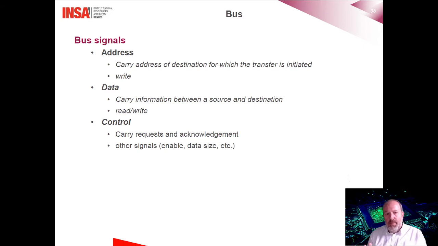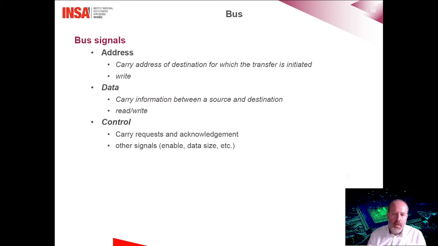So a bus may have different signals. The first signal is an address. The address bus carries the address of destination for which the transfer is initiated. It's always configured as a write bus. The data signals, or data bus, carry information between a source and a destination, and this data bus is in general accessible in both read and write modes.